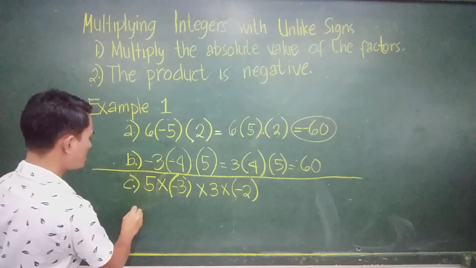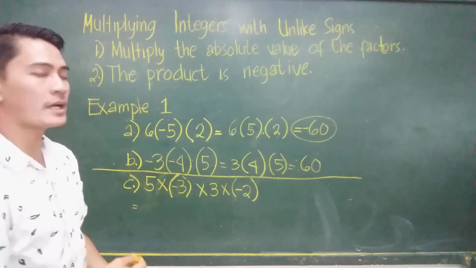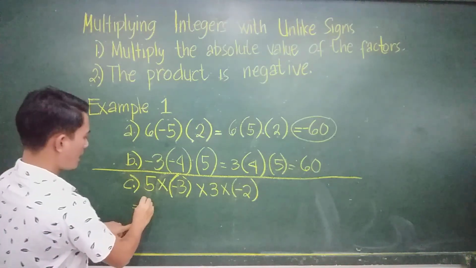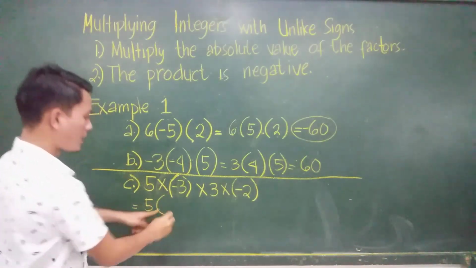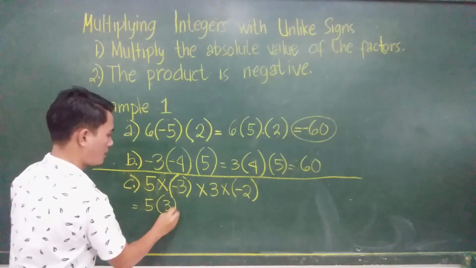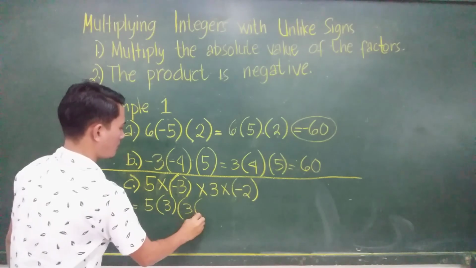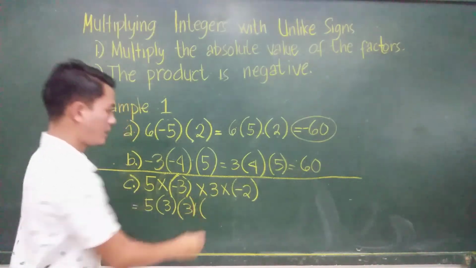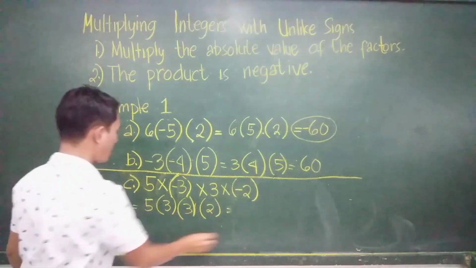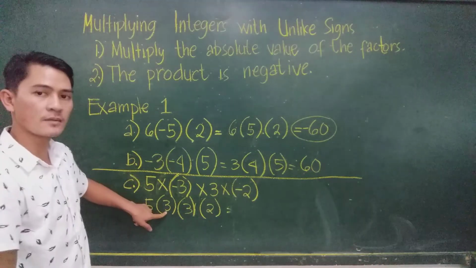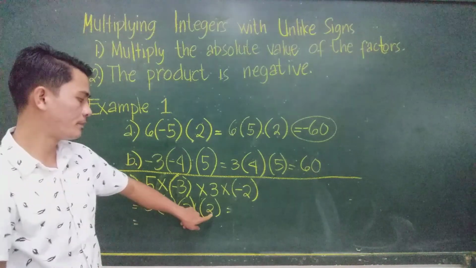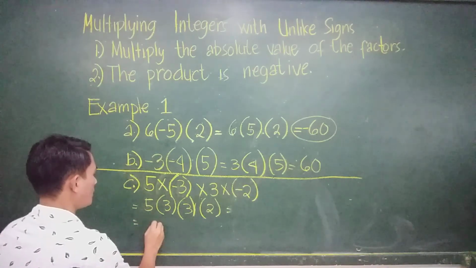First thing to do, we are going to multiply the absolute value of the factors. So, let's have 5 multiplied by the absolute value of negative 3, which is 3, multiplied by 3, multiplied by 2. So therefore, 5 times 3, we have 15, times 3, we have 45, times 2, we have 90.